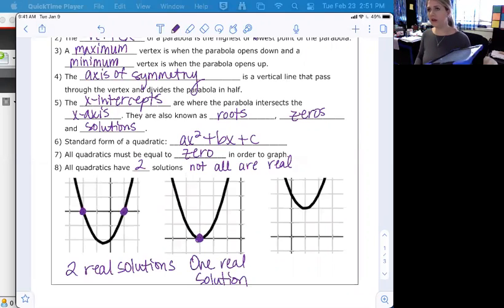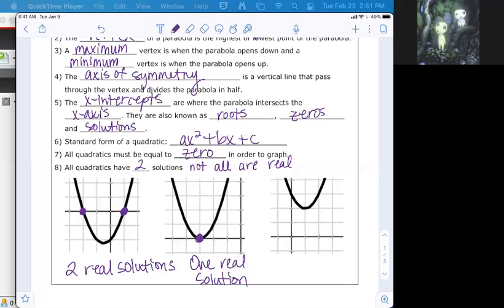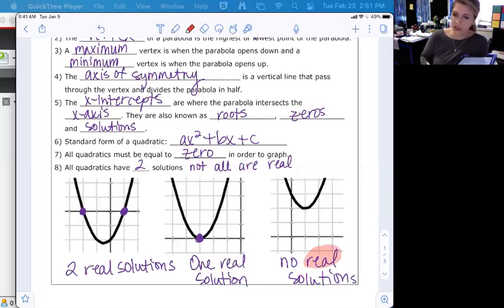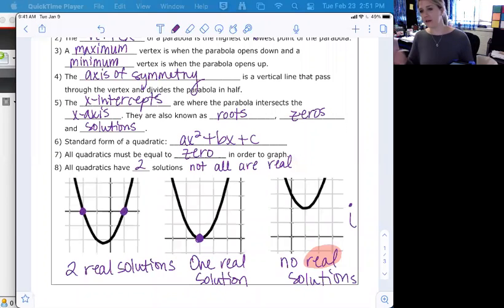All right, hard one. Last one. How many times does it cross on the last one? 0. So we say this: no real solutions. Now, again, there's still 2 solutions, but there are no real solutions. So it's not going to cross the x-axis. When you get into Algebra 2, you will learn about imaginary solutions. Imaginary solutions are represented with the letter i. Don't worry, don't freak out, it's okay.